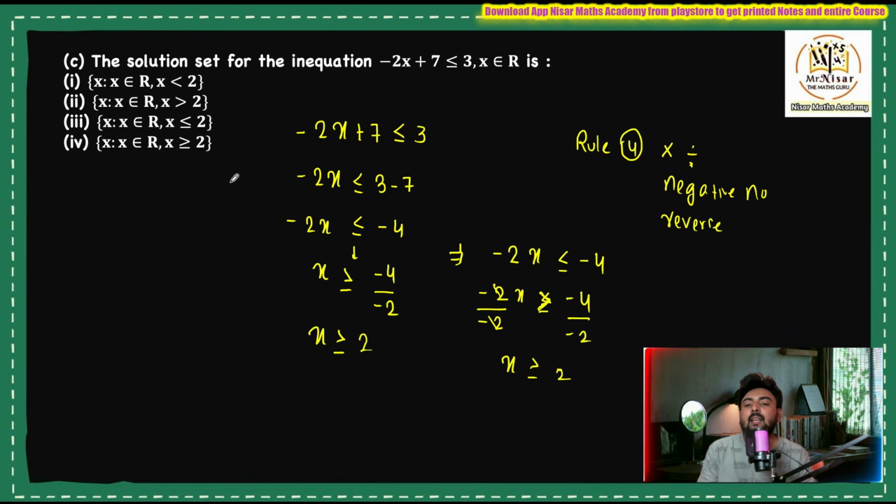So which option is it? X is greater than or equal to 2. This is option number 4, x belongs to the real numbers. I hope it is quite clear and you are able to understand this based on rule number 4. Whenever you divide by a negative number, the sign of inequality changes.